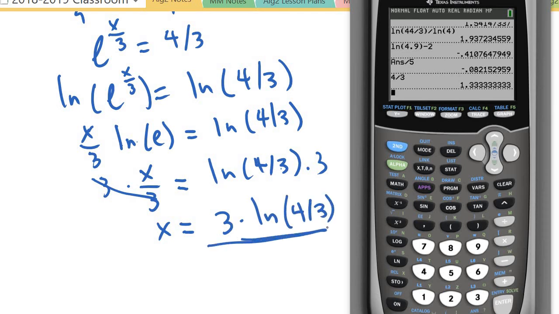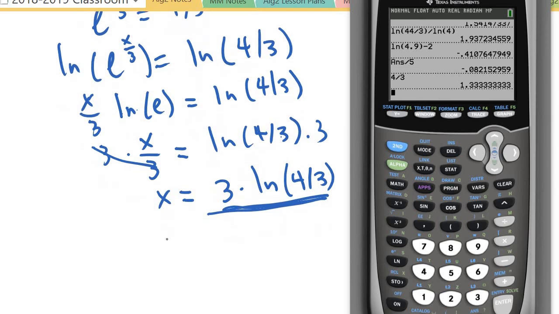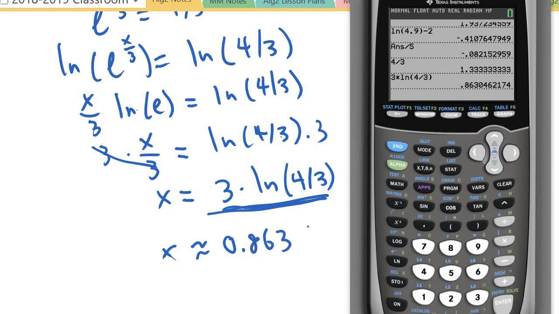This is what I'm going to type on my calculator to get an approximate value. So x is approximately equal to, I can just type it the way it is, 3 times ln of 4 divided by 3. And then I will get 0.8630. So basically that's what you do.